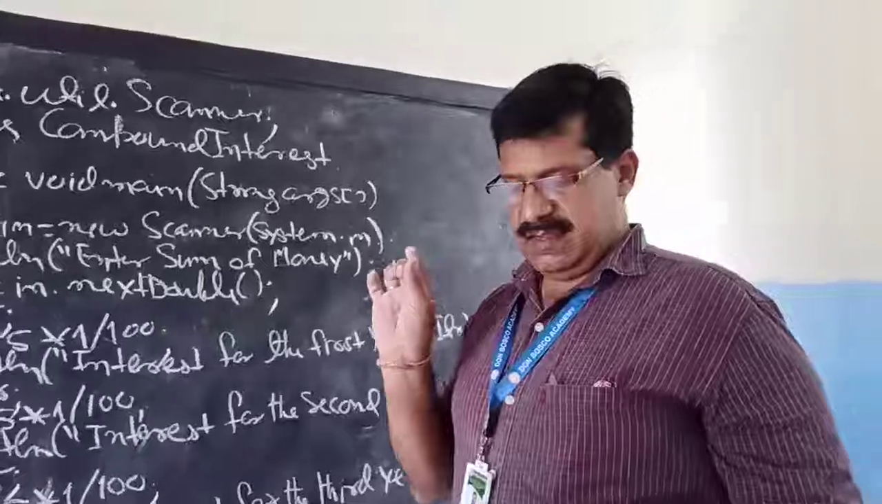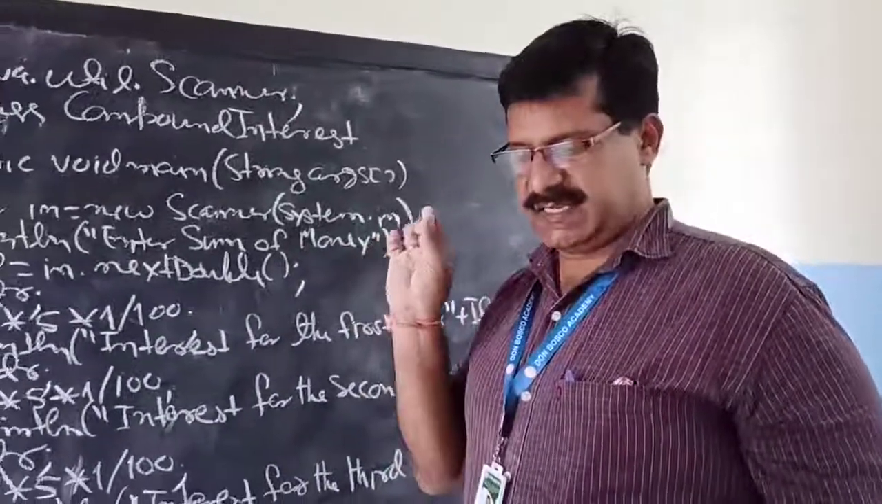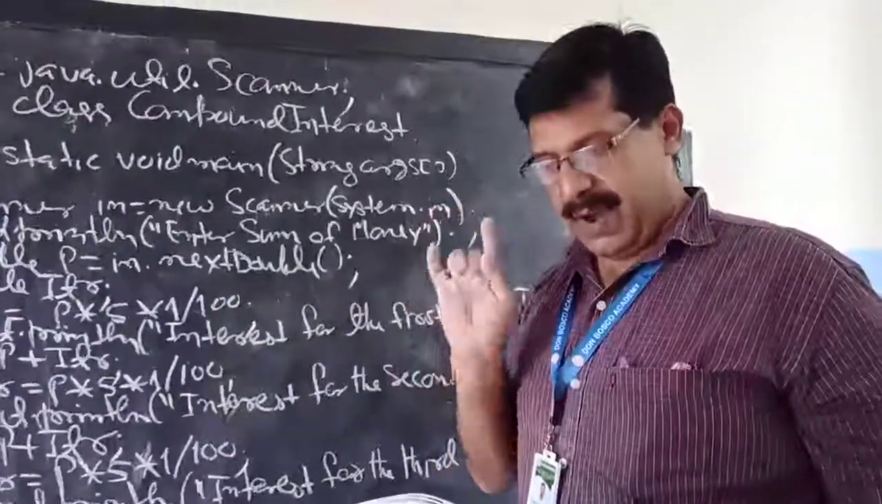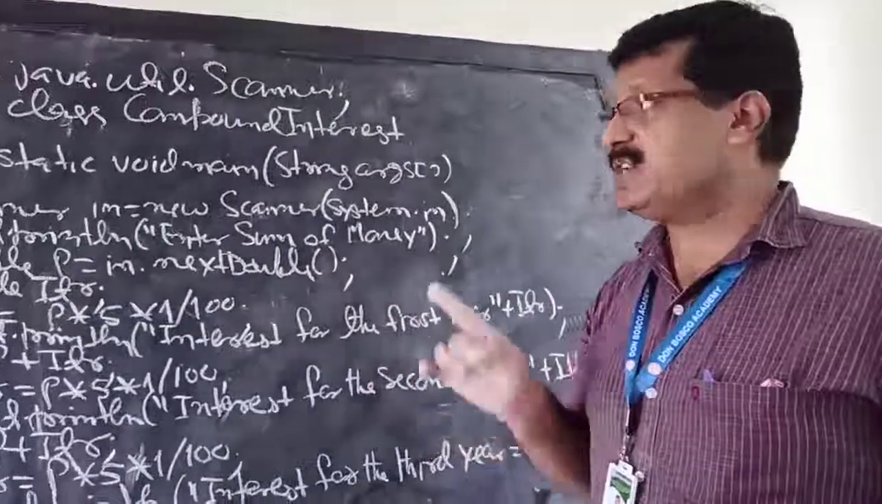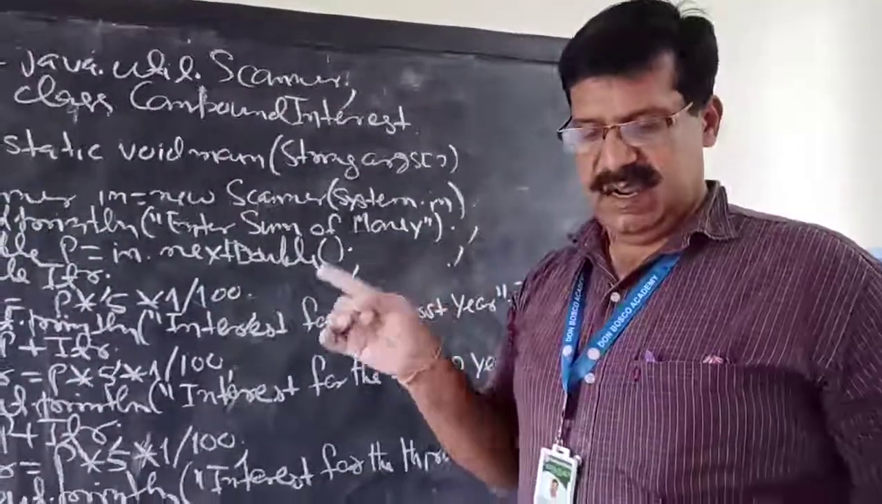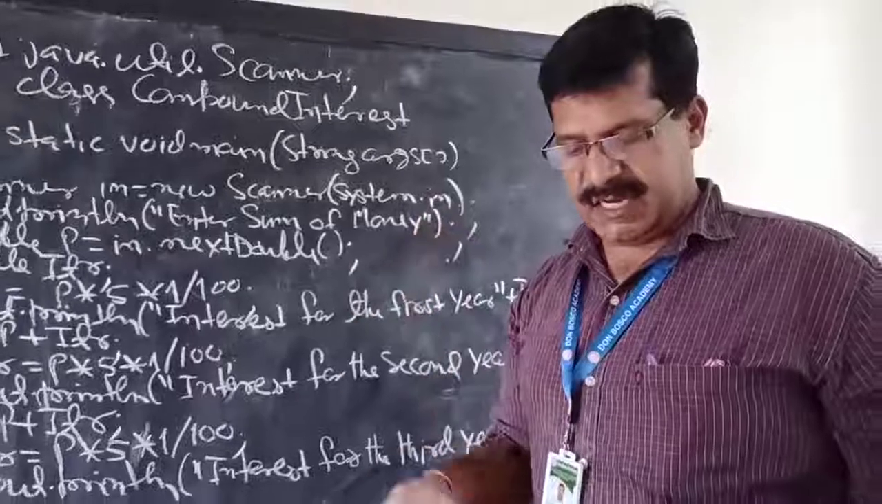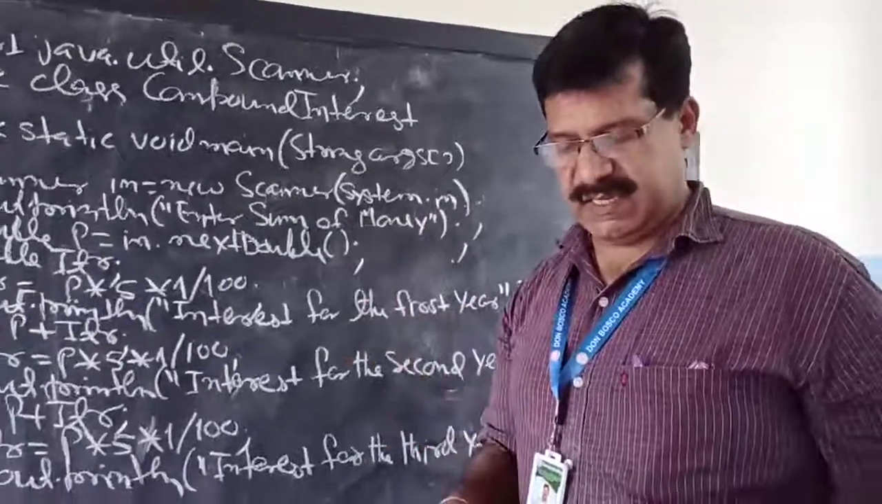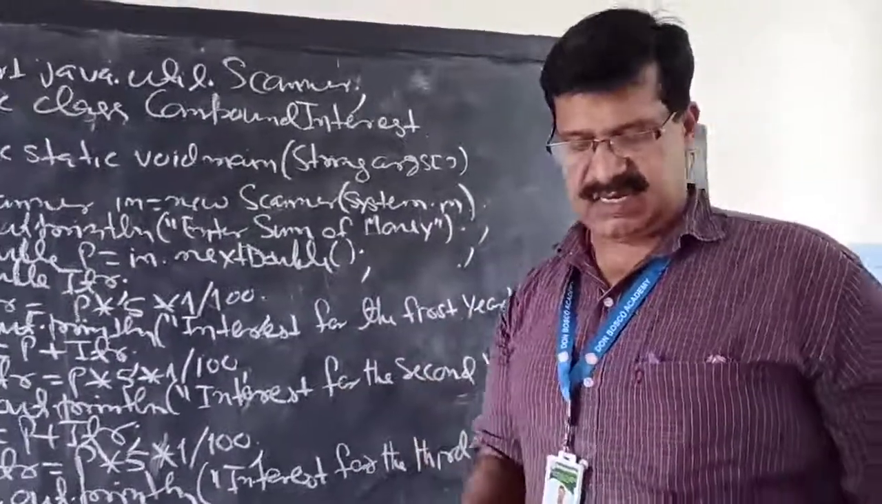Once again, Mr. Agarwal invests a certain sum of amount at 5% per annum compound interest. For how many years? 3 years. What are we supposed to calculate? Interest for the first year, interest for the second year, and interest for the third year.